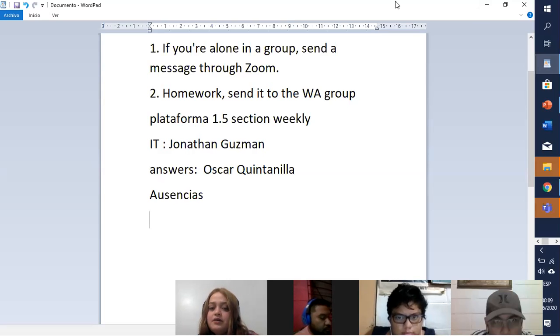Y lo que les habían dicho, creo que en la inducción: hay que encender la cámara, usar audífonos, alejarse de ruido, tener el micrófono apagado a menos que esté participando o se le haga una pregunta, y usar ropa, porque hay gente que está en clase sin camisa. Esas son como las generalidades. Y completar con 80% de notas la plataforma antes que termine la clase. Eso es todo. Acá les envié información al grupo.